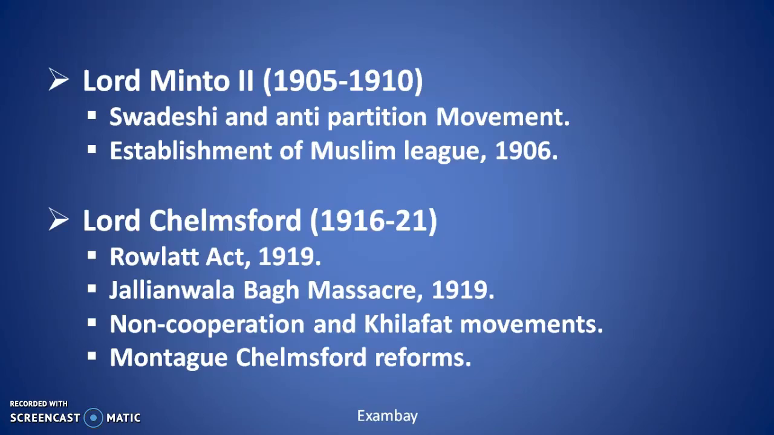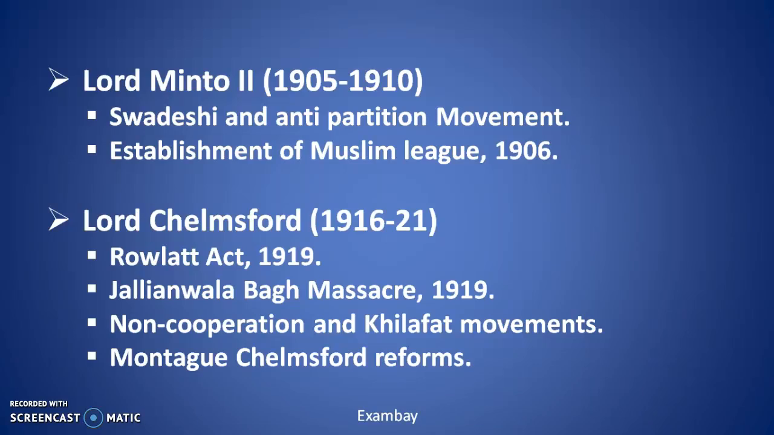Establishment of the Muslim League in 1906, and the Minto-Morley reforms happened in 1909, which increased the number of elected members in central and provincial legislatures, and also introduced the system of communal electorates. Okay, so which act introduced the system of communal electorates for the first time? This Minto-Morley reform. Then came Lord Chelmsford in 1916.